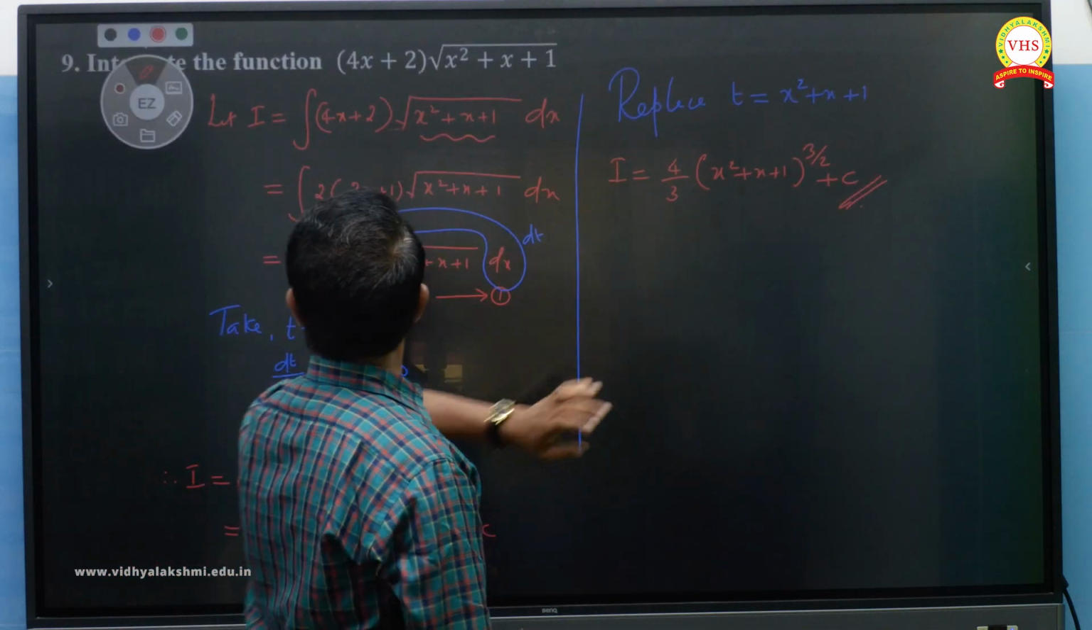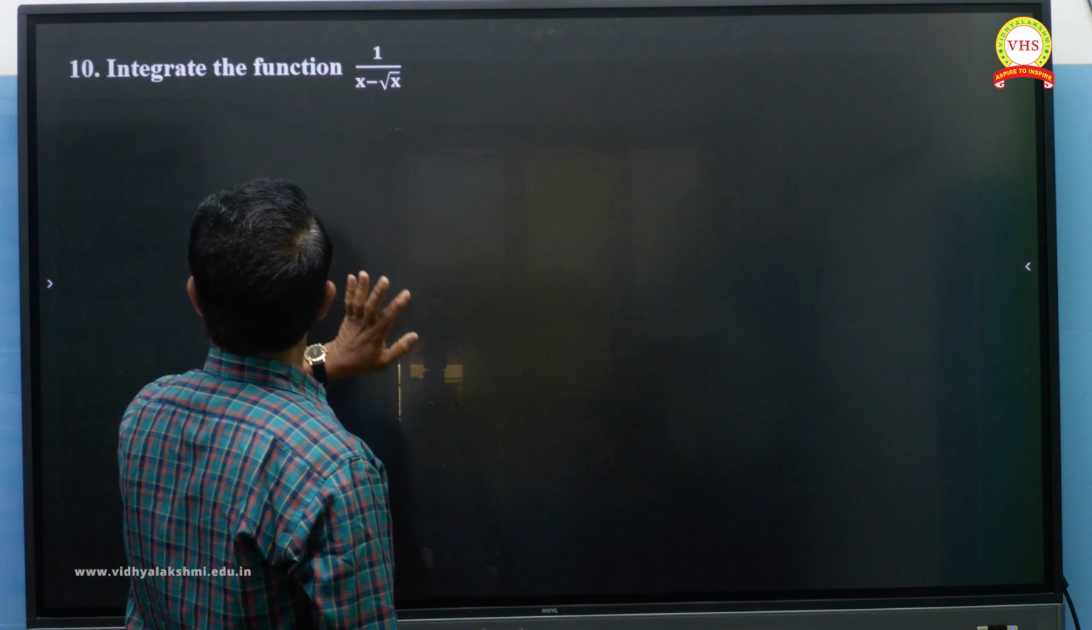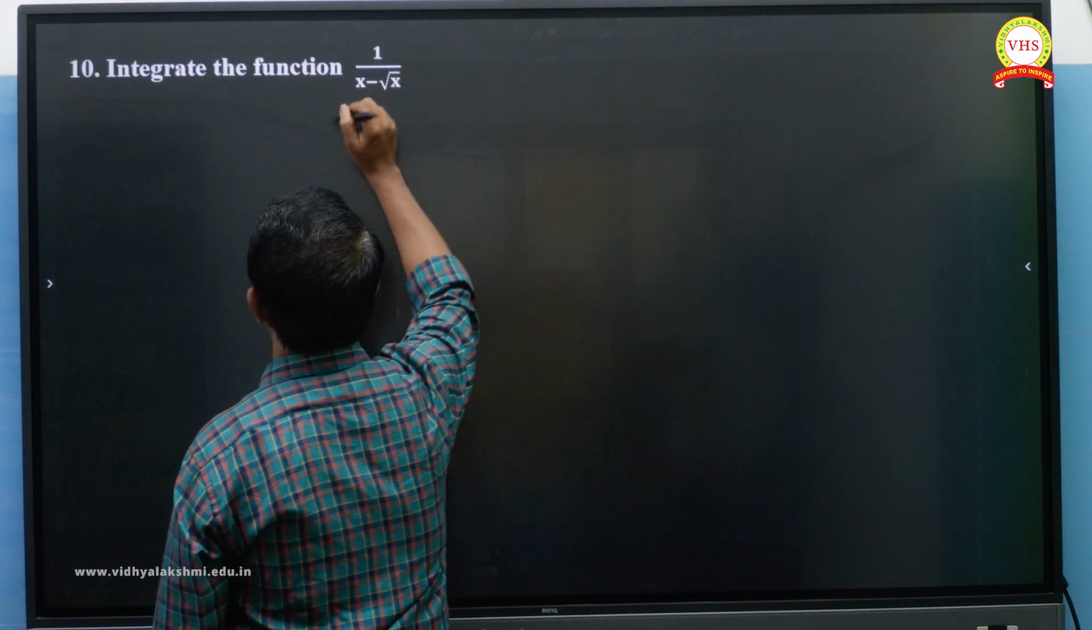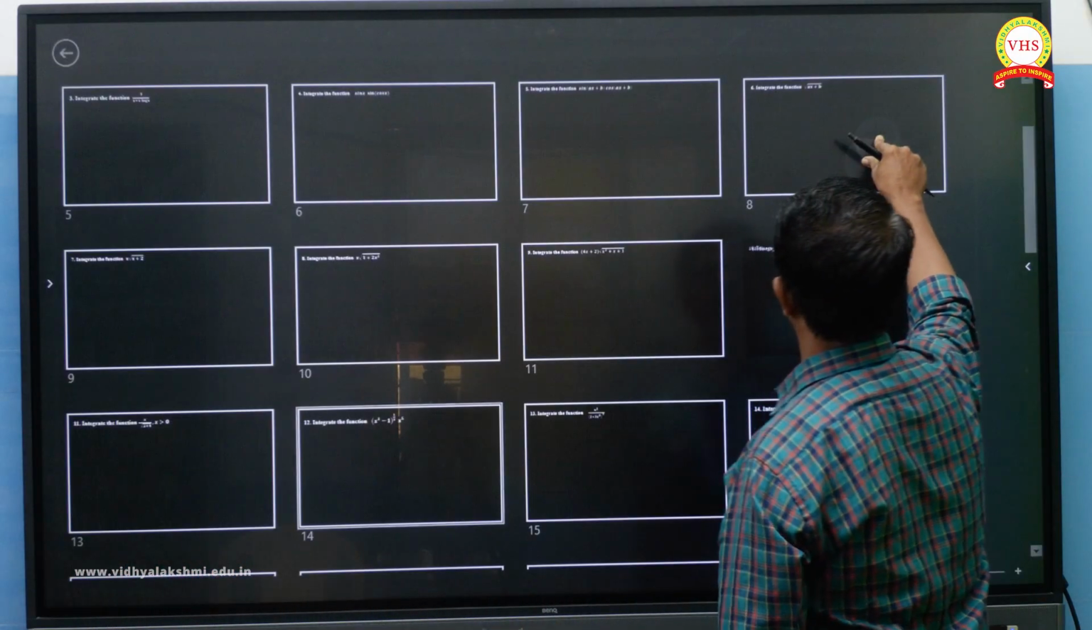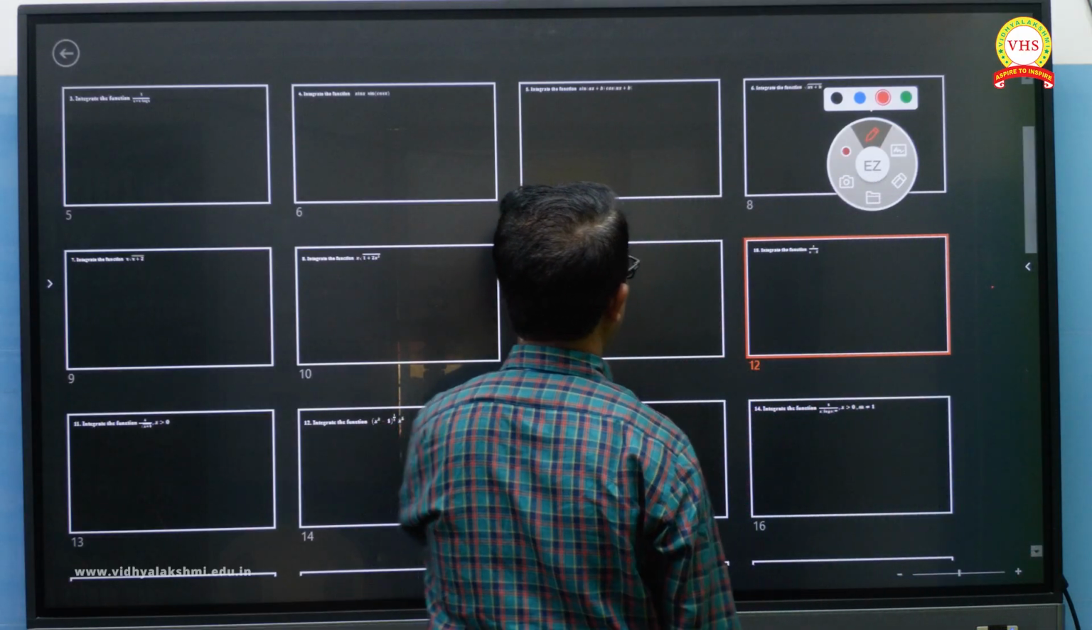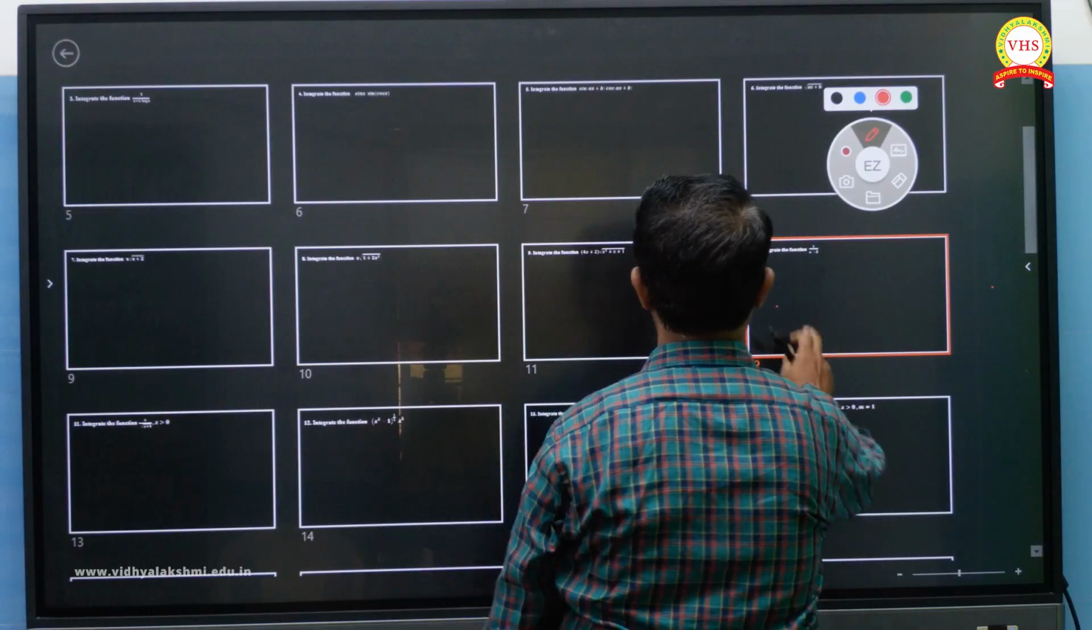Can I go to question number 10? What is the 10th one, Kanna? It is 1 by x into square root of x. I think this is somewhat important. Yes, x into square root of x.